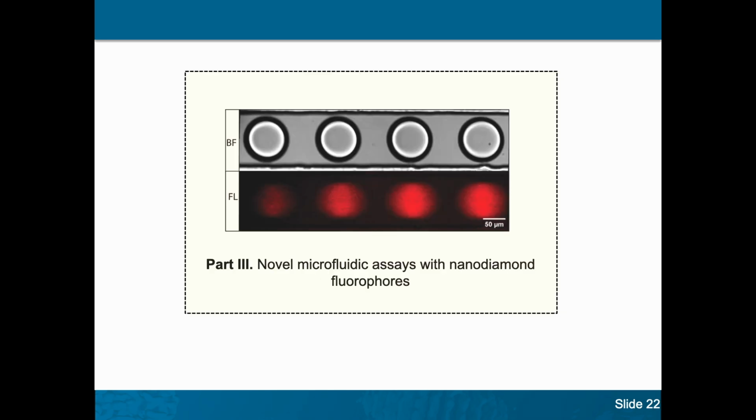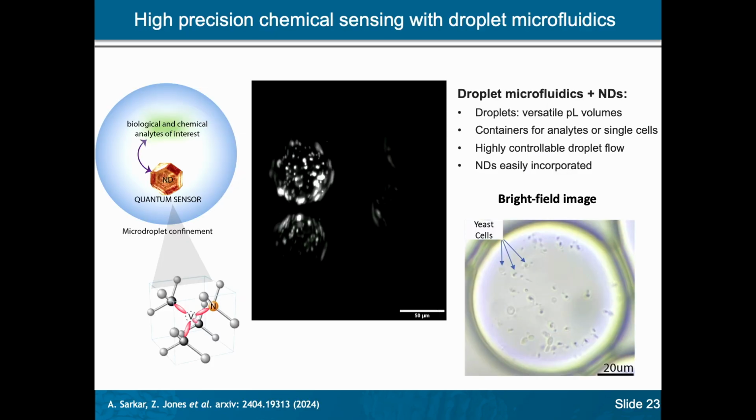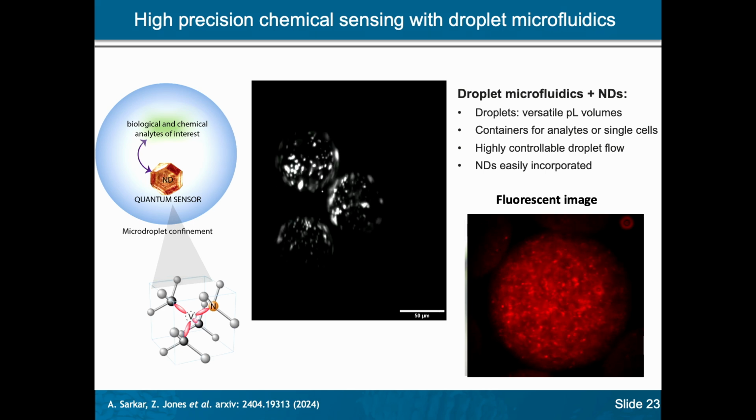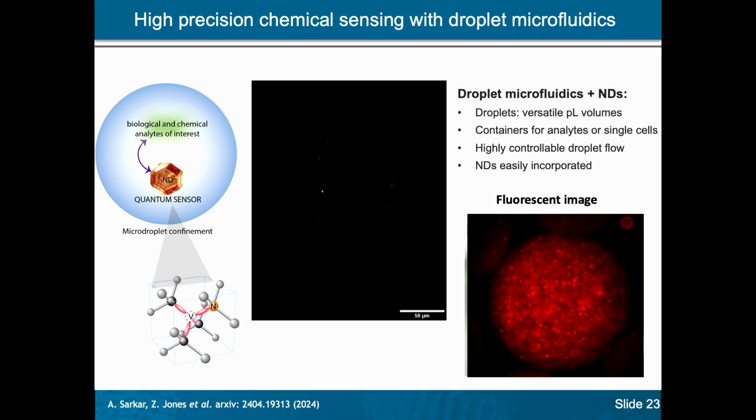Okay, so I'm going to now come to the main focus of today's talk. I'm going to tell you a little bit about a new kind of microfluidic assays that you can make with nanodiamonds that are incorporated into microdroplets. So we became very interested in these things called microdroplets. These are emulsions. So this is water in oil, or oil in water. So you can imagine this is a water droplet in oil.